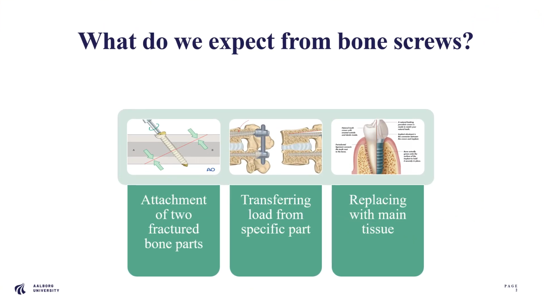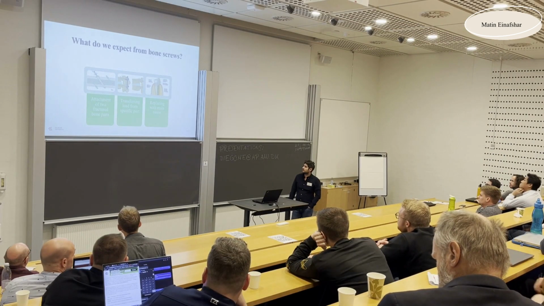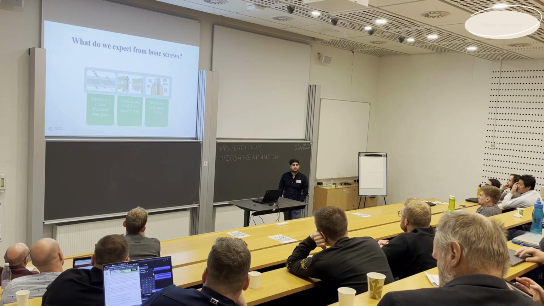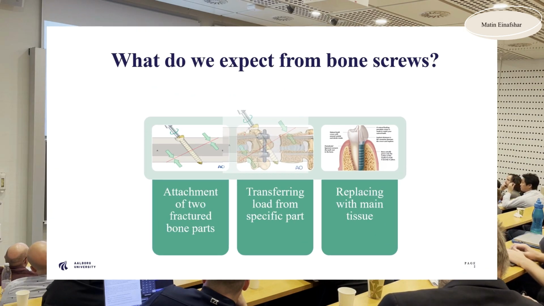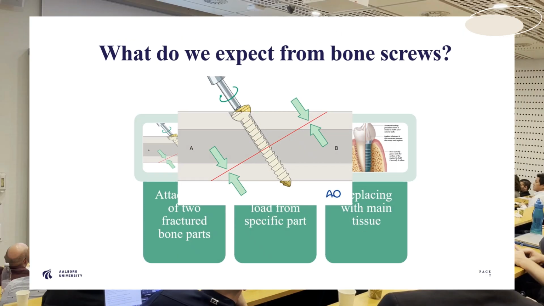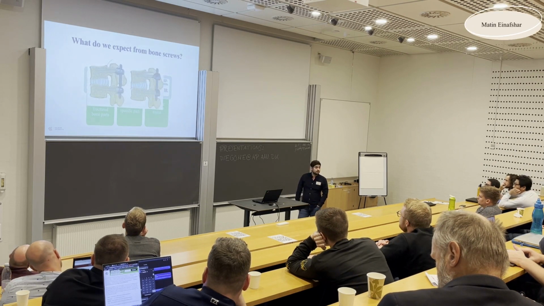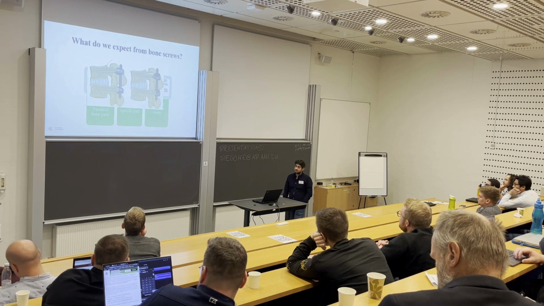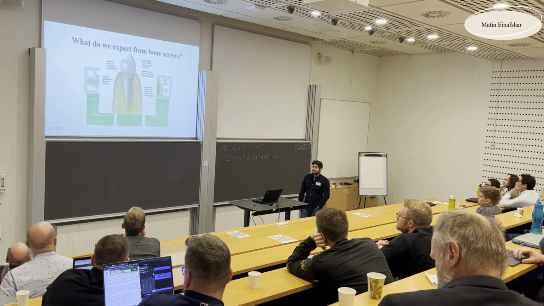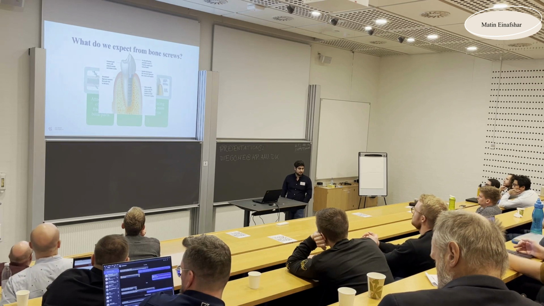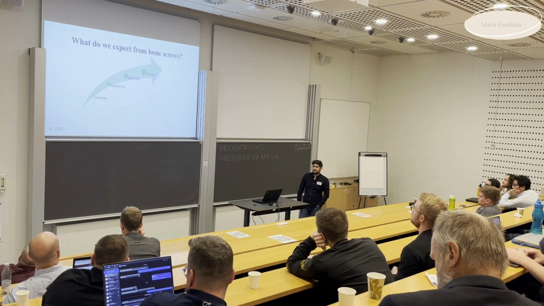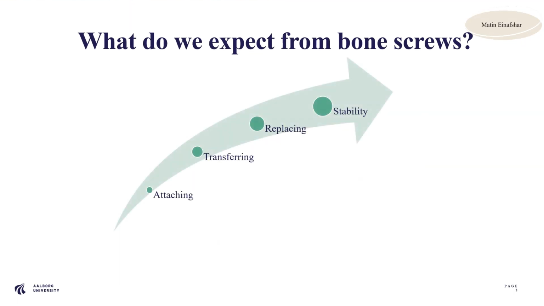So I'm going to start a little with the importance of bone screw fixation. What exactly do we expect from bone screws? One would say the attachment of two fractured bone parts. Another would be transferring load from one specific part to another, as we can see in spinal fusion systems, and also maybe replacing the main tissue, as we can see in dental implants. But all we can expect from bone screws is summarized in one word, which is stability, or in other words, fixation.